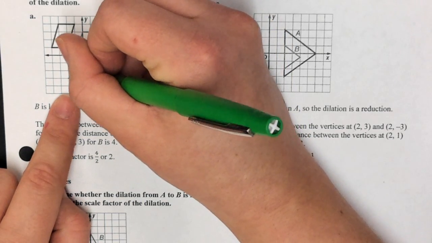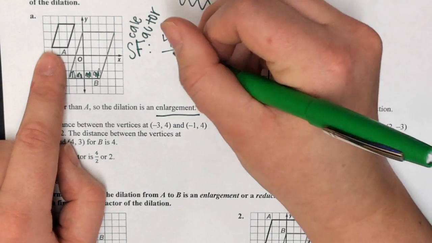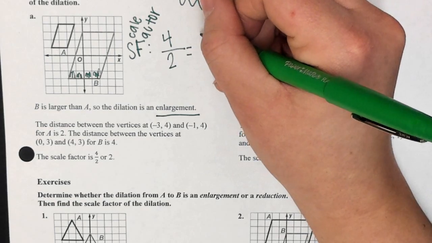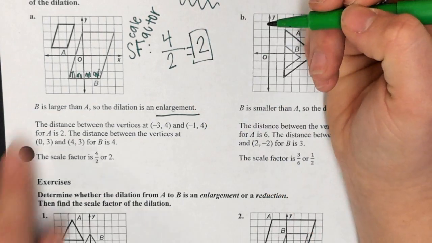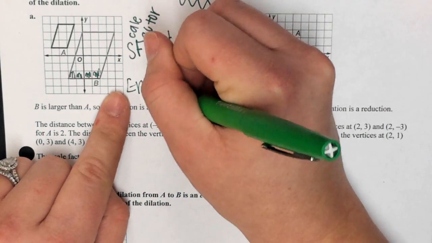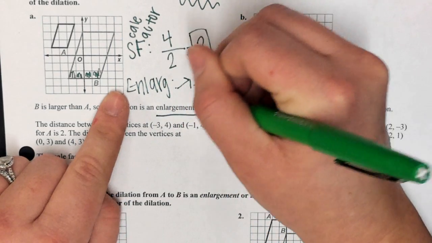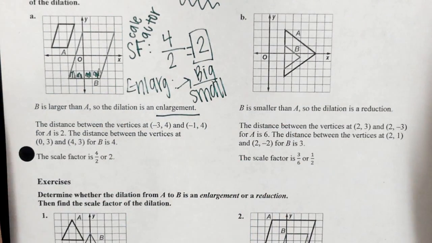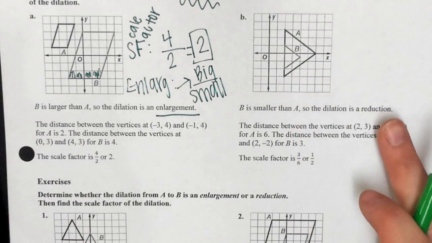1, 2, 3, 4. Good. 4. And how many for A? So what is your scale factor reduced to? 2. Yep, 2. So if it is enlarging, this one was an enlargement. So when you find the scale factor, you put the big one over the small. And vice versa. If it's a reduction, you put small over big.